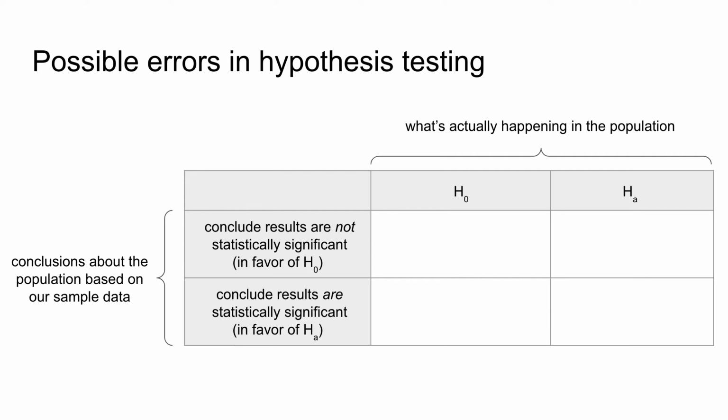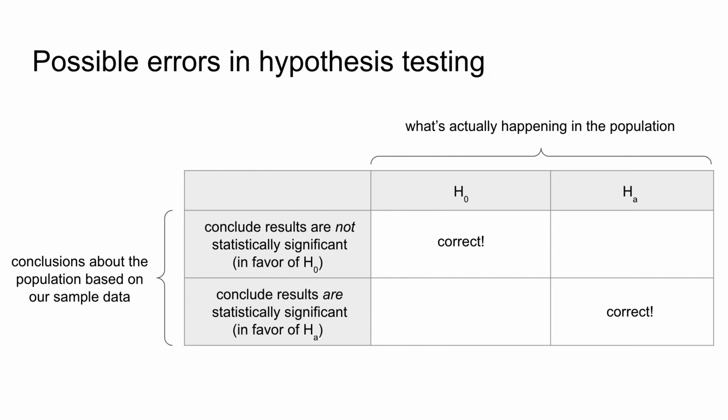For example, if the alternative hypothesis is actually true and our sample provides statistically significant evidence in favor of this hypothesis, then our sample conclusion is correct. Similarly, if the null hypothesis is actually true and our sample does not establish statistically significant evidence to the contrary, then our sample conclusion is correct. However, the other two possible outcomes here correspond to errors.